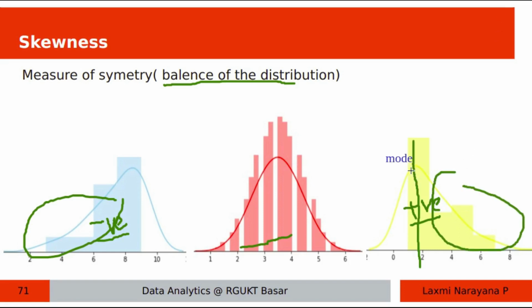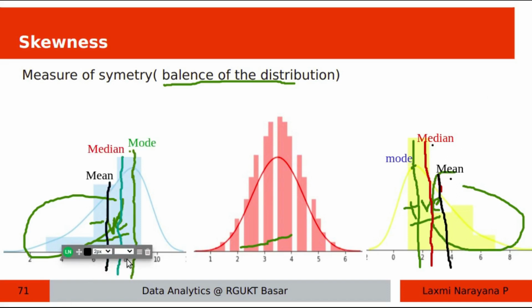Here this is the mode. Mean and median will be right side of the mode. In negatively skewed distribution, mode will be here and mean and median will be left side. This is the normal distribution. Here mean, median, mode will be at the same place.